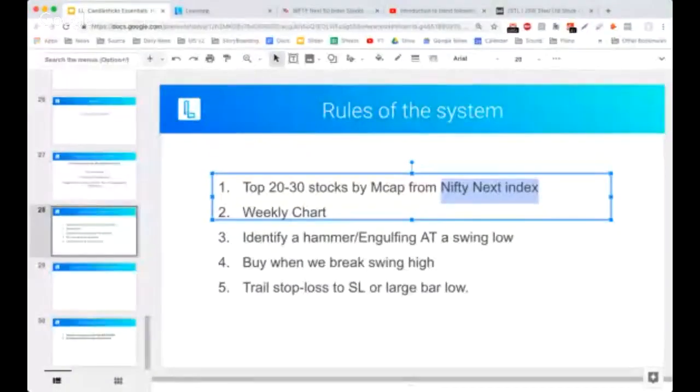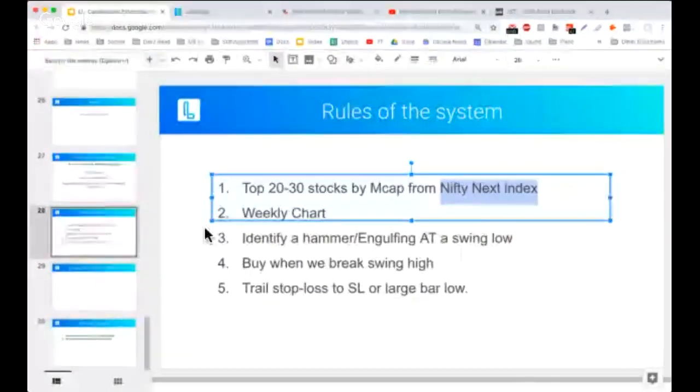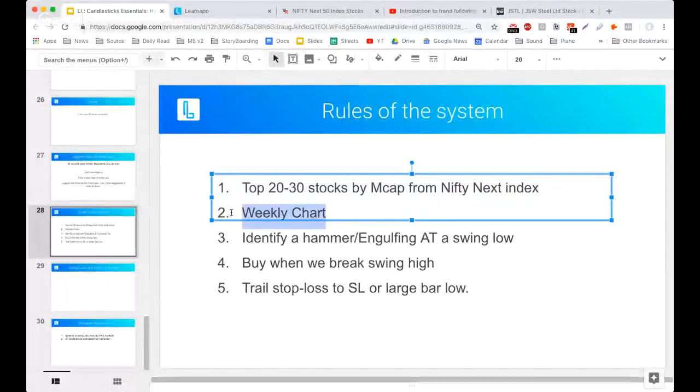Let's look at the second part. The second part is you're only looking at the weekly charts. Okay, that's really important. Now, here is the strategy part. You have to find a hammer or engulfing at a swing low. This is a very important part. We will not use every hammer or every engulfing. It has to be seen within context. Okay, and I'll tell you the psychology behind it.